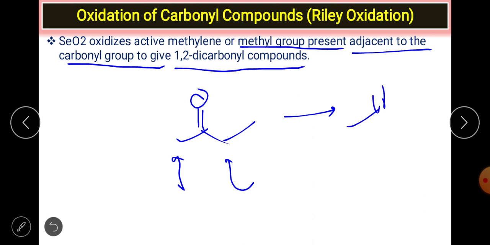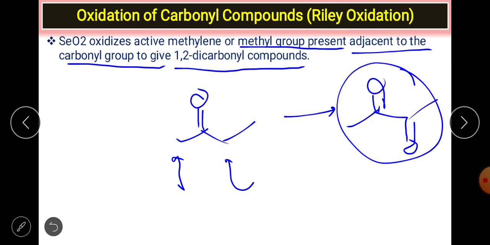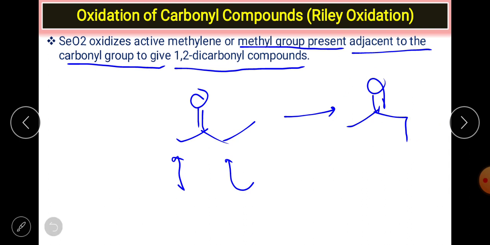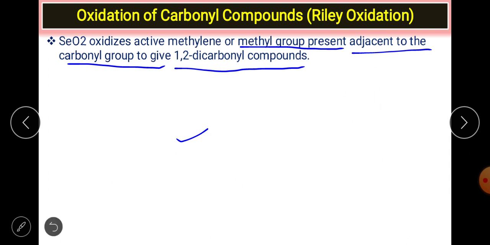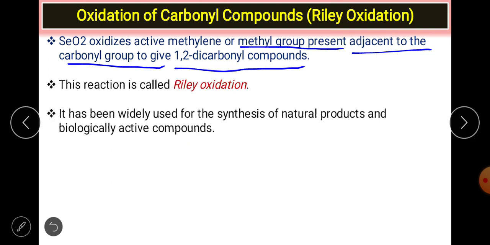So the product of this reaction is the diketone. Synthesis of a diketone is the best example, particularly for selenium dioxide. This diketone is a reactant in benzilic acid rearrangement reactions. We will see some examples of this type of oxidation. This reaction is also called relay oxidation. It has been widely used for the synthesis of natural products.